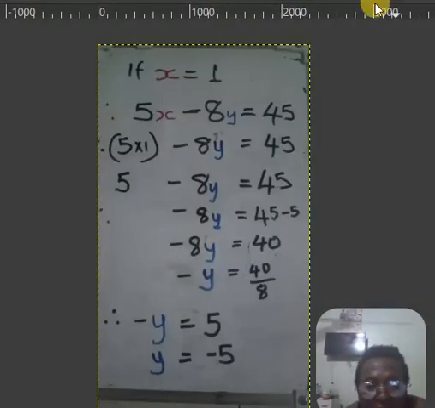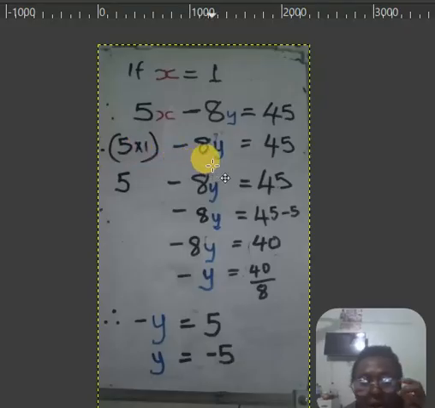So now that we have found that x is equal to 1, let's substitute x into one of the two equations and see if we will be able to find y. So let's pick equation A. So here is equation A. Now let us substitute in for x. So x becomes 1. So this translates to 5 times x, which is 5 times 1, minus 8y is equal to 45. So 5 multiplied by 1 is 5. Minus 8y is equal to 45.